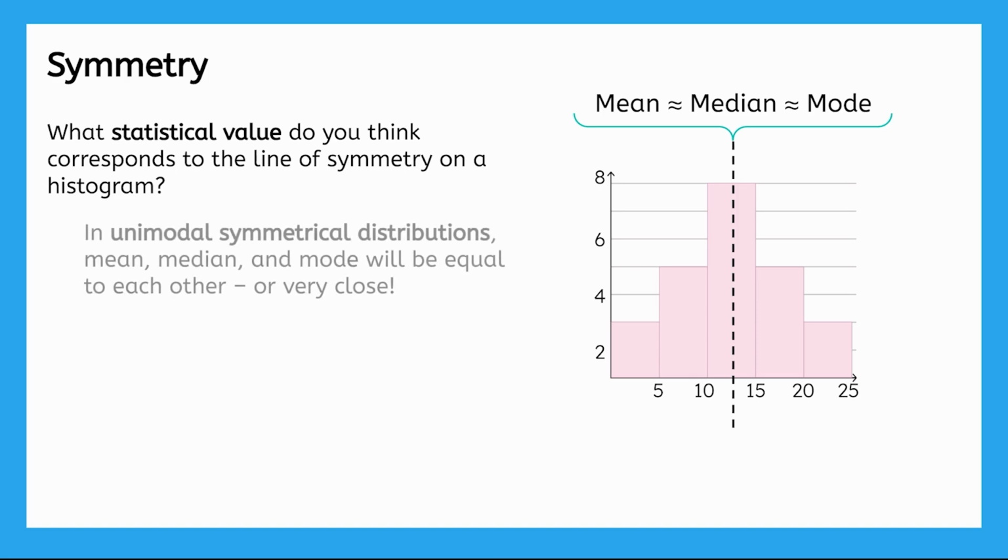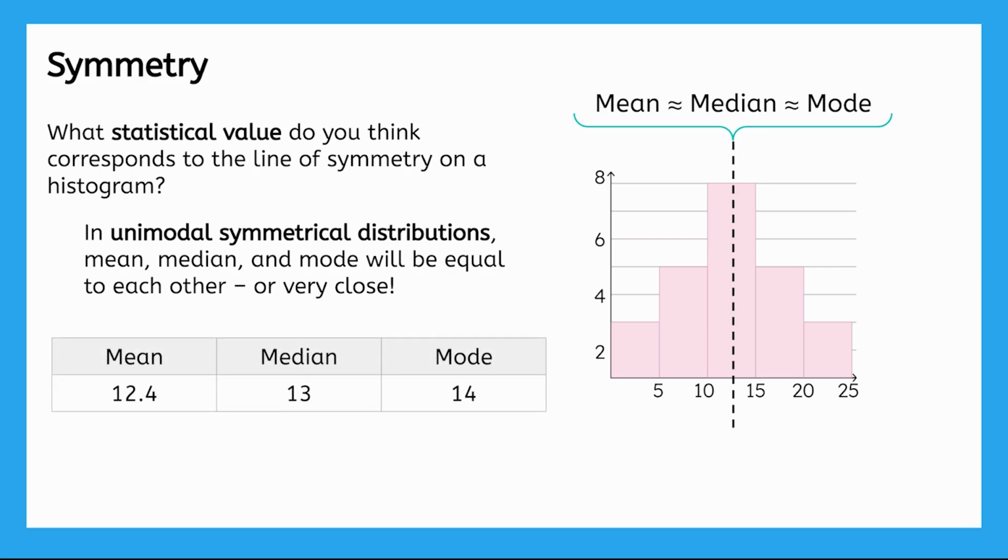In unimodal symmetrical distributions, mean, median, and mode will be equal to each other, or very close. Check out the values of mean, median, and mode you calculated for dataset C. Are they equal or close to equal? Yep, the mean for this data was 12.4. The median is 13. And the mode is 14.